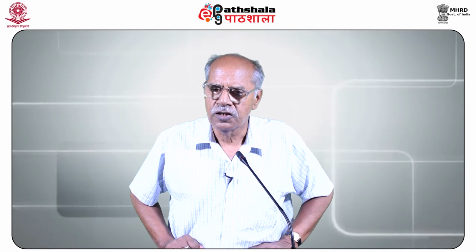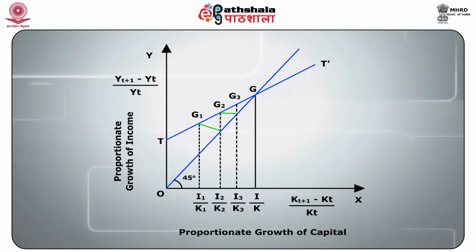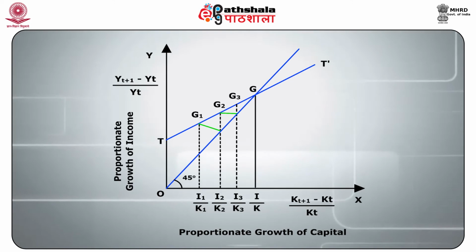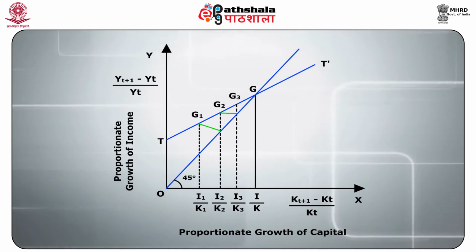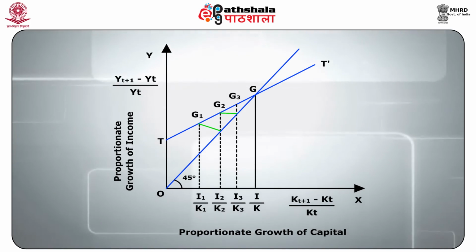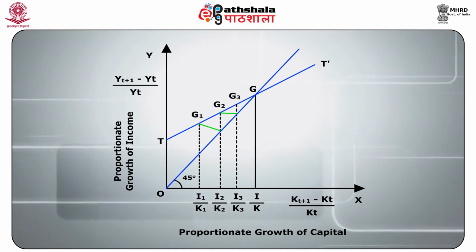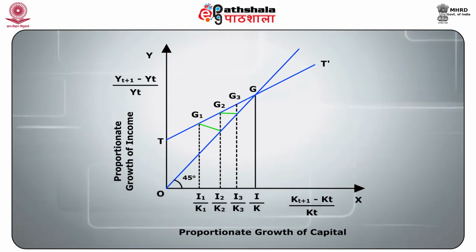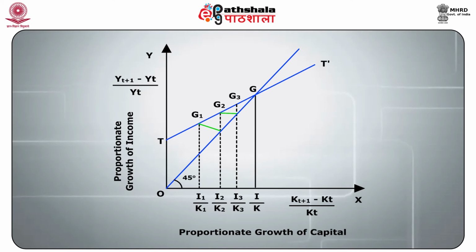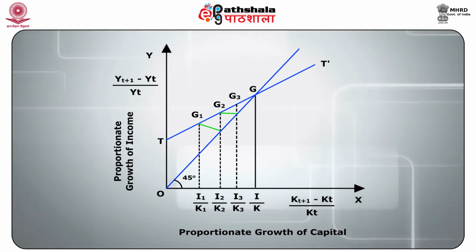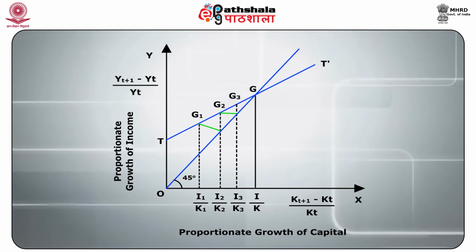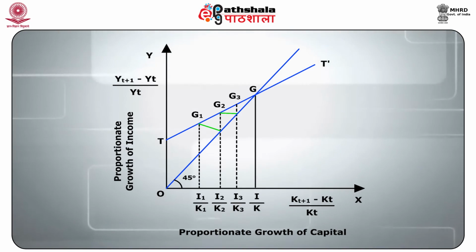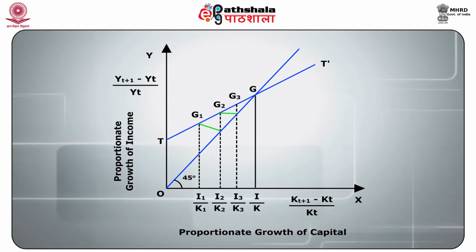This is illustrated in figure 3. On the horizontal axis, we have the rate of growth of capital. On the vertical axis, we have the rate of growth of income. The 45-degree line shows all those points where the two are equal. Tt is the technical progress function.